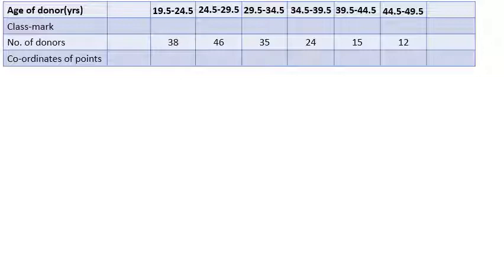Now we need to add two more class intervals, one at the beginning and the other at the end, keeping the class width same. Here the class width is 5. So, by subtracting 5 from 19.5, we get the first class interval 14.5 to 19.5. Similarly, by adding 5 to 49.5, we get the last class interval, that is 49.5 to 54.5. The frequencies for these new classes will be 0.